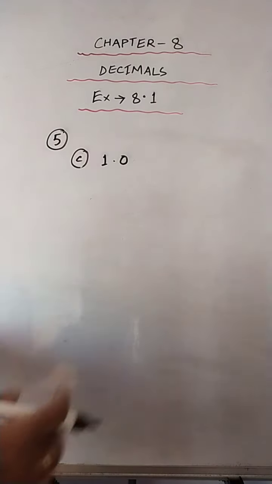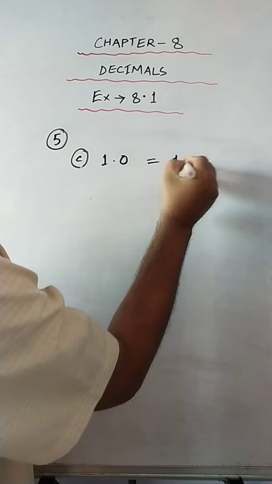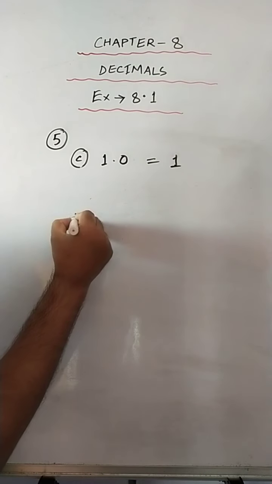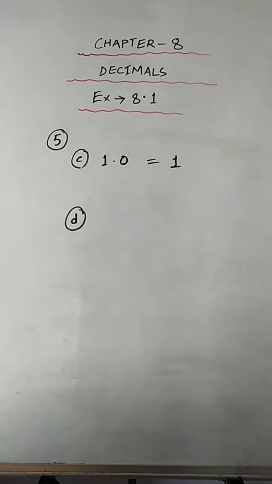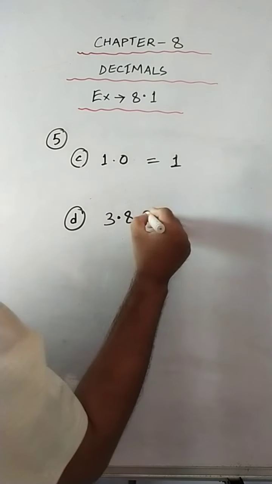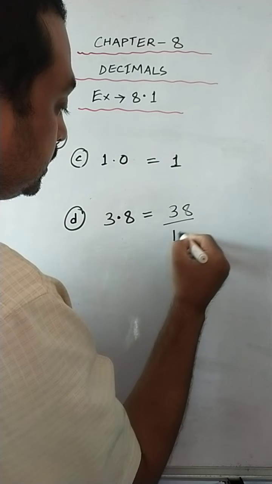Now sum number C is very easy, 1.0. So 1.0 is equal to 1. You can write the answer directly. 1.0 means 1 only, students. Okay, now let's do sum number D. What is sum number D? 3.8. Now 3.8 can be written as 38 by 10.